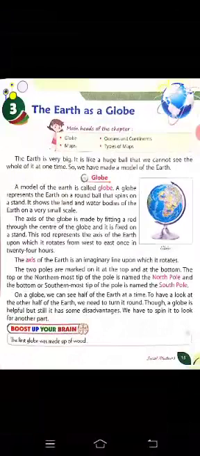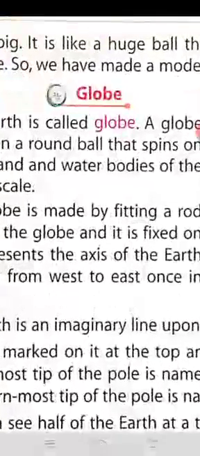The axis of the earth is the line upon which it rotates from west to east once in 24 hours. The axis of the earth is an imaginary line. Now dear students, there are two poles on the globe, the north pole and the south pole. The northernmost tip is known as the north pole, and the bottom or southernmost tip is named the south pole. If you must know, the first globe was made of wood. This is a globe, if you see.